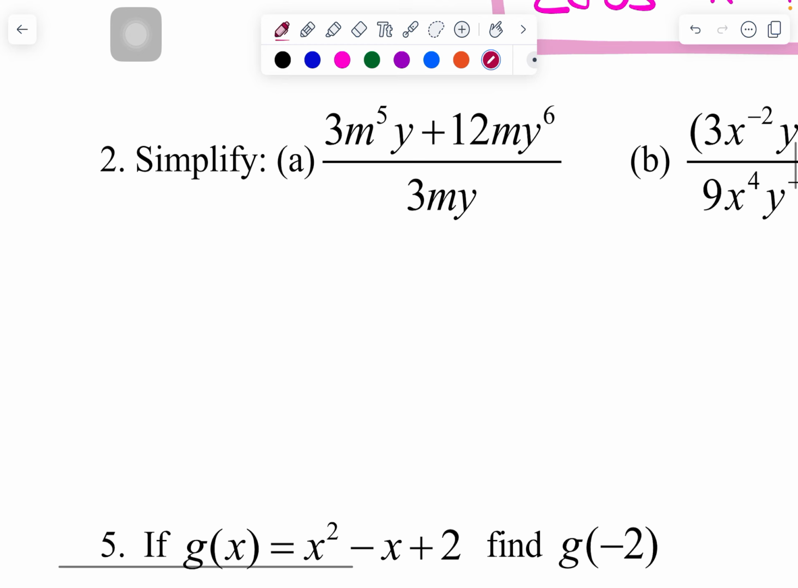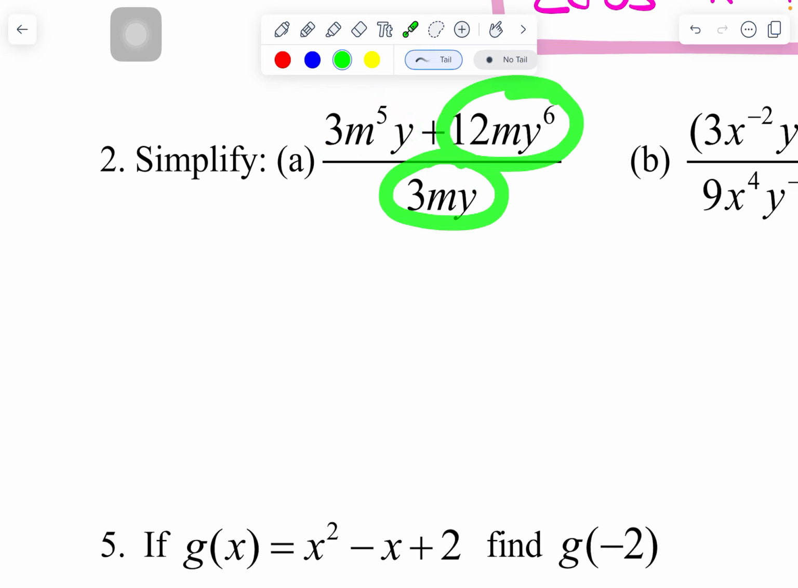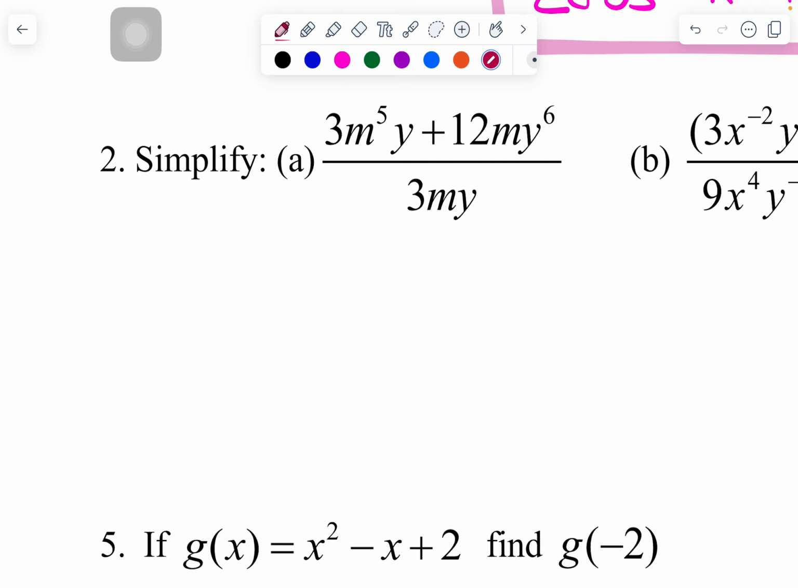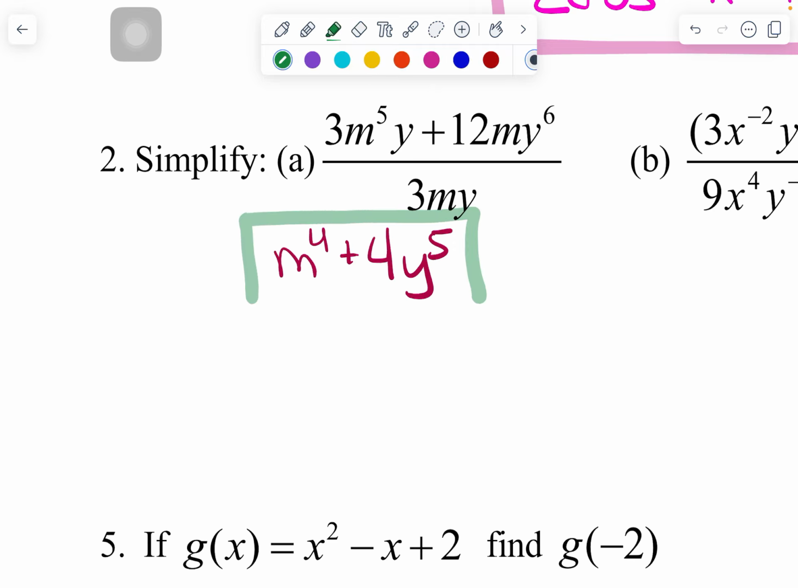All right, question number 2 simply says to simplify. So I'm going to divide this term by the denominator, and I'm going to divide this term by the denominator. So let's see what I got here. 3 over 3 is 1. I'm not going to bother writing it. M to the 5th over M is M to the 4th. No more Y's. Plus 12 divided by 3 is 4. No more M's. And that's going to be Y to the 5th, using a little quotient rule to subtract the exponents. So divide it out and done.